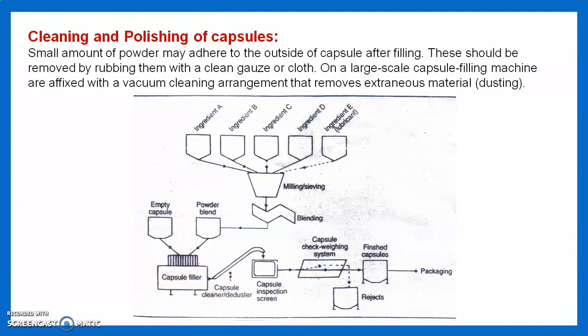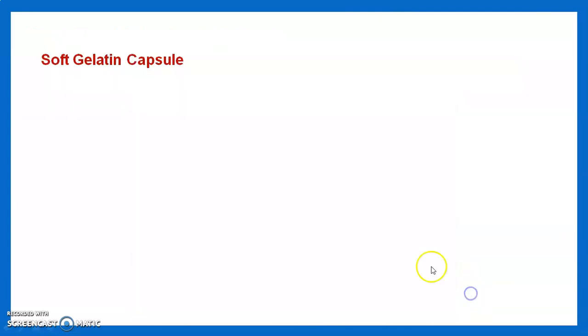Then the capsule is cleaned. Then there is the capsule inspection screen where we can see the properly filled capsules. If the capsules are not properly filled or properly sealed, they are removed. A capsule checking weighing system rejects capsules that are not properly sealed or do not have the proper weight of drug content, and finished capsules are separated and finally sent to packaging.